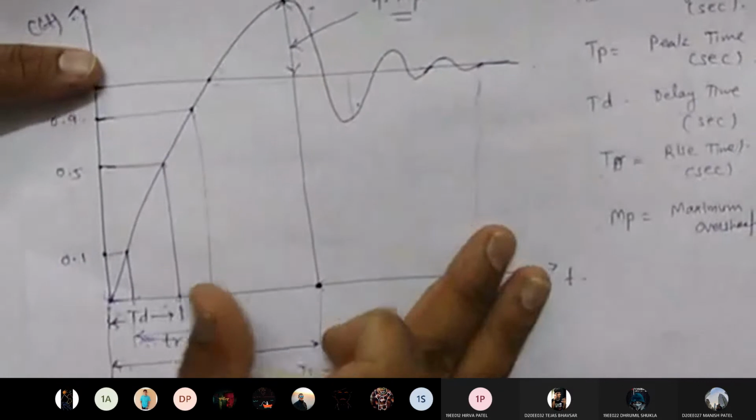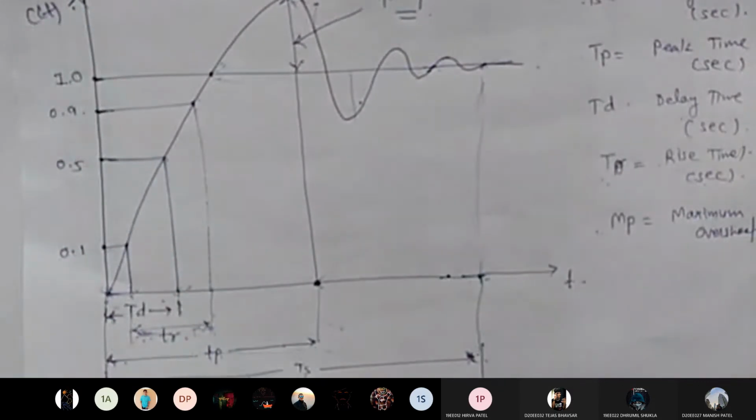We will try to derive it one by one, but before that you first need to understand what this graph is. So draw this in your notes right now, it will be helpful.